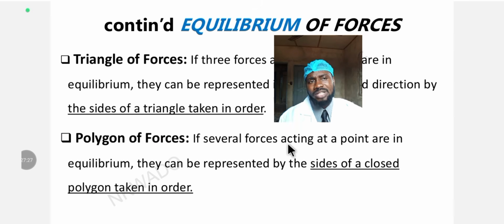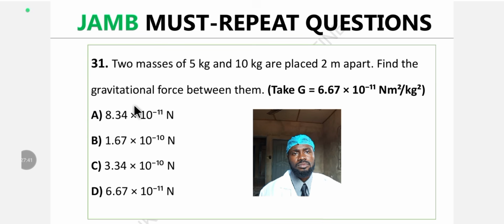With what we have understood so far in the Jamb syllabus and what Jamb wants us to know in preparation for Jamb UTME, let's take some Jamb must-repeat questions to test the knowledge we've acquired so far. Question 31. Two masses of 5 kilograms and 10 kilograms are placed 2 meters apart. Find the gravitational force between them. Take G equal to 6.67 times 10 raised to the power minus 11 newton meter squared per kilogram squared.